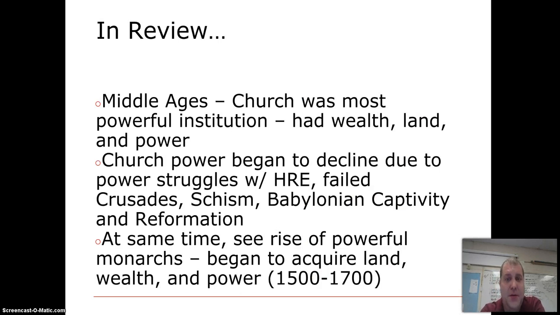The church was the most powerful institution. You guys all know that the church was powerful. They had land, they had military, they had power, and they got money. Money was power. Church power mainly, in my opinion, declined due to the Crusades, but you've got all the other things that happened along with it, with the schism, the Babylonian captivity, and the Reformation of the Catholic Church through Martin Luther's 95 Theses. At the same time, we see the rise of powerful monarchs, and they begin to acquire land, wealth, and power because the church can't have it, so the monarchs start buying it.